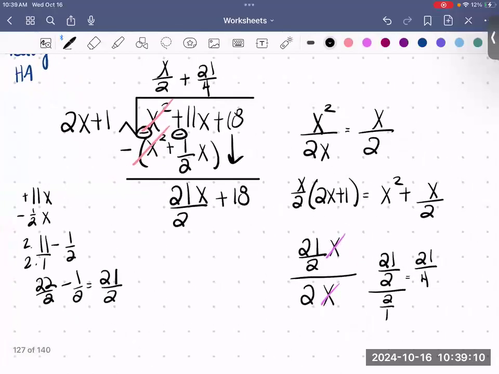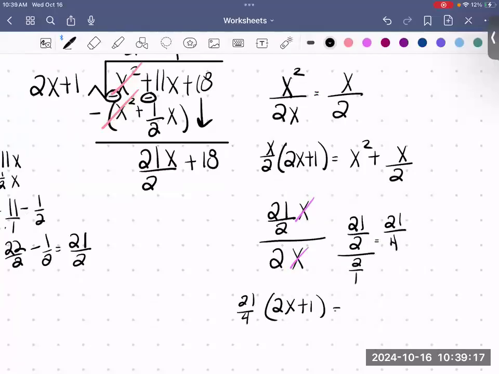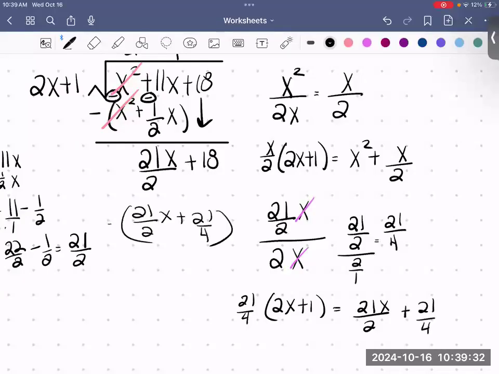And then from here, we get to multiply 2x plus 1 by 21 over 4. So we're left with 21x over 2 plus 21 over 4. And again, we're going to subtract these two, so we change those signs, and it allows us to cancel over here. We're left with 18 minus 21 over 4. And that's going to be our fraction.